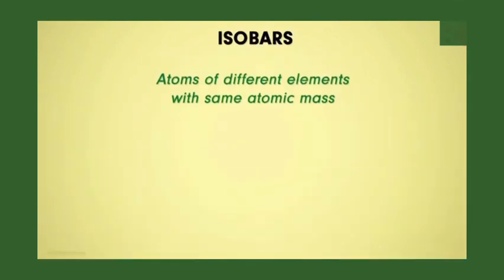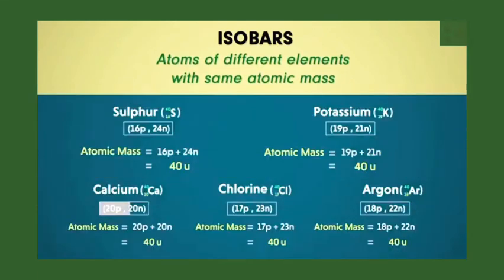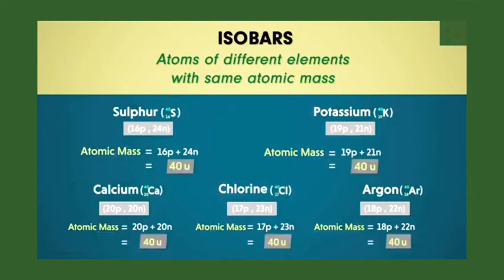The term arises from Greek, iso meaning same and baros meaning weight. Remember, if we consider two isobars, the number of protons and number of neutrons in each case will be different, but the total number of nucleons or the atomic masses will be the same. So far, we've understood subatomic particles and a few important concepts related to atoms.